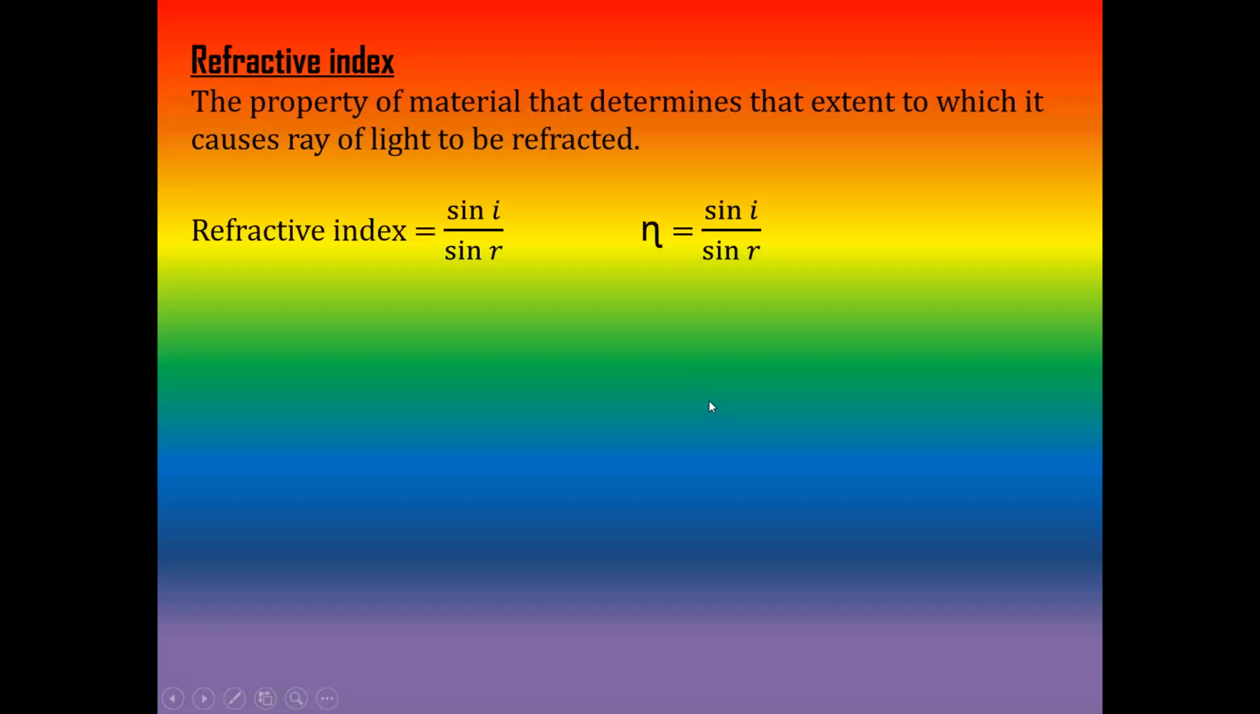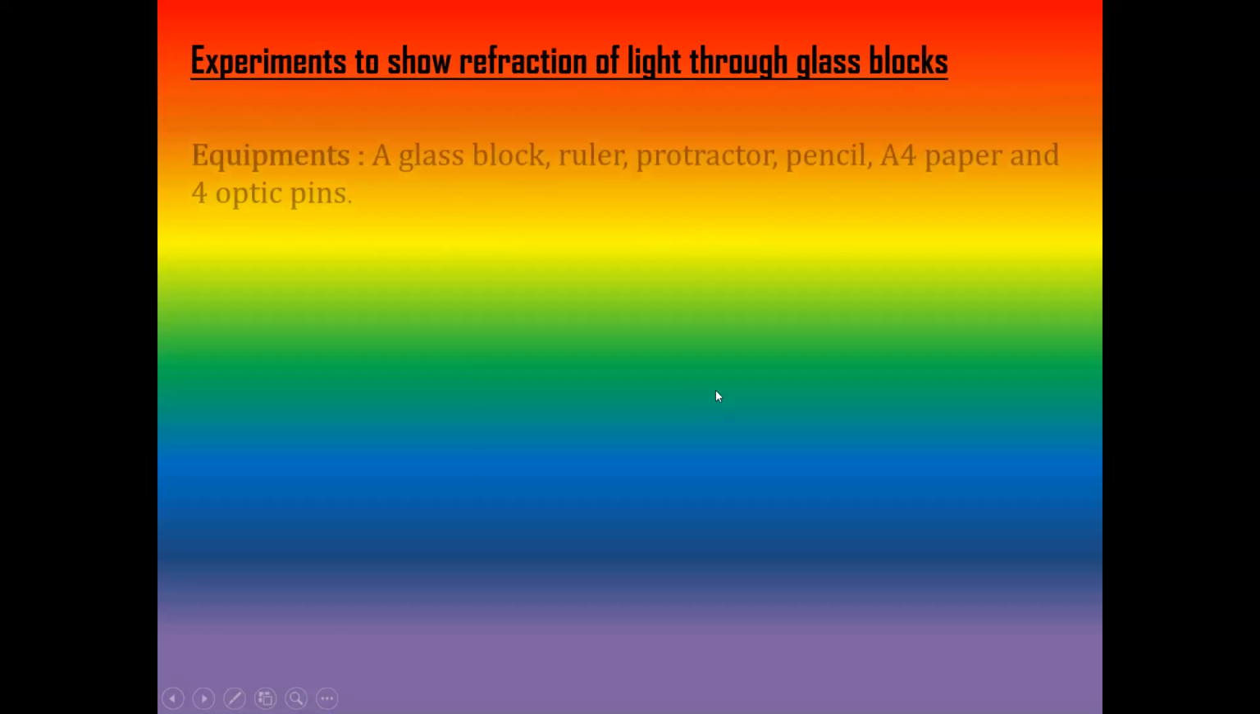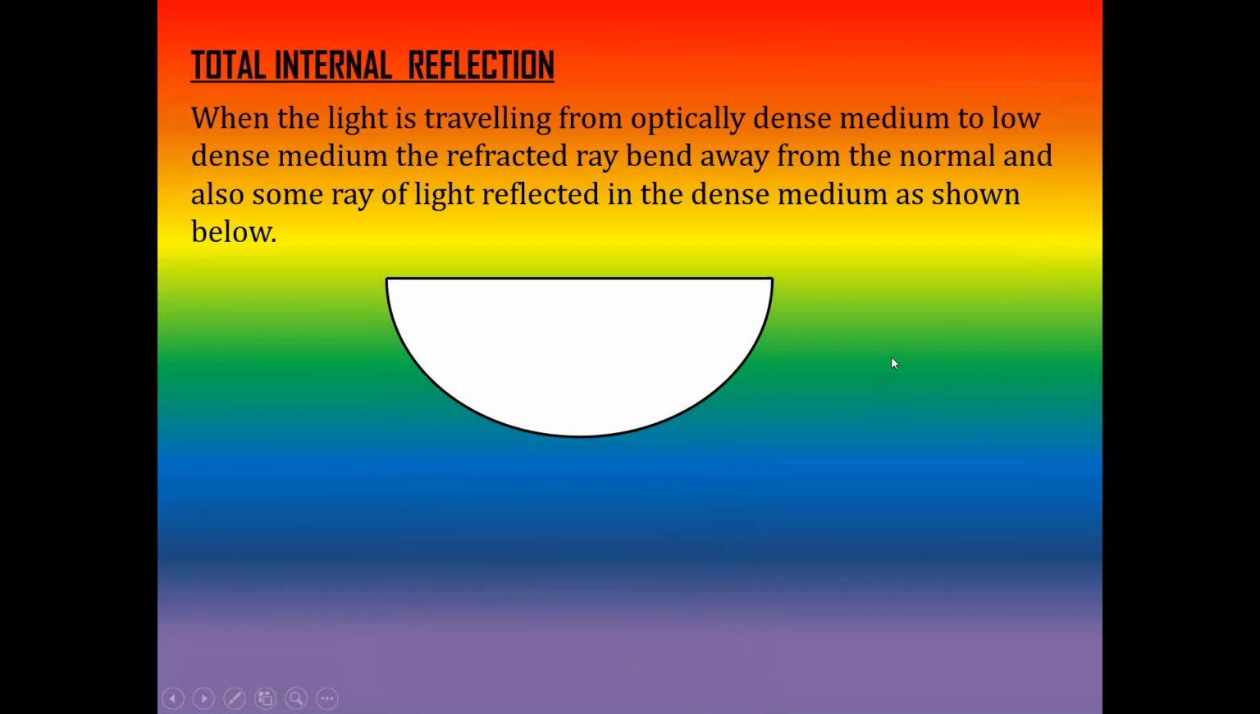So refractive index is the ability of the medium to bend light. We already discussed this. Now, the concept of total internal reflection. When a light is traveling from an optically dense medium, the term optic is used mainly for light and eye related matters. So for light, if a medium has a high density, it moves to a low density medium.